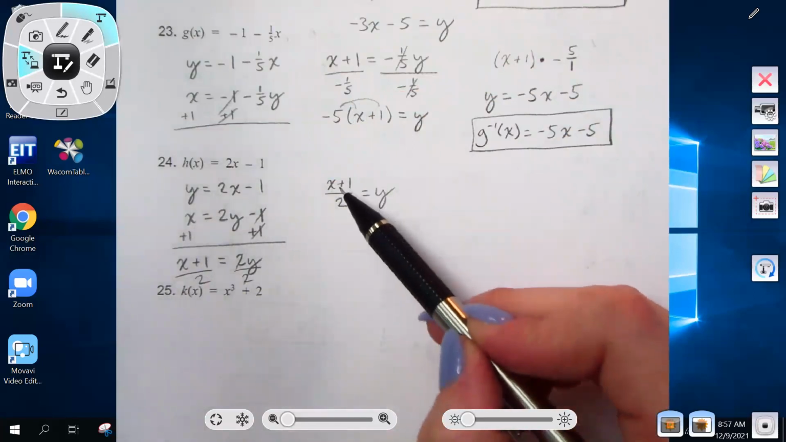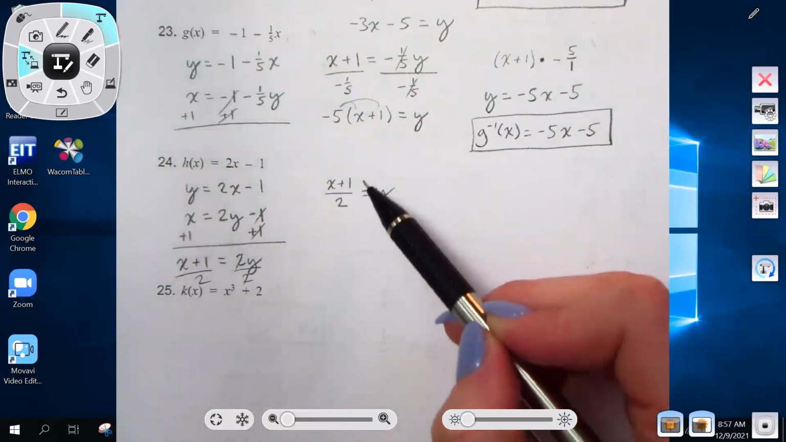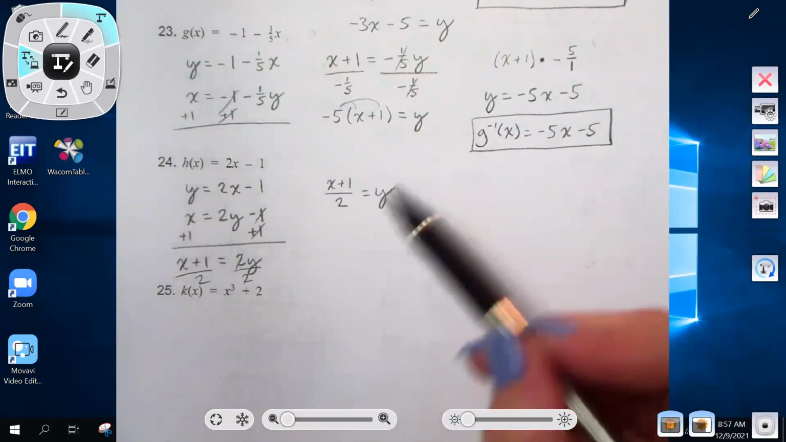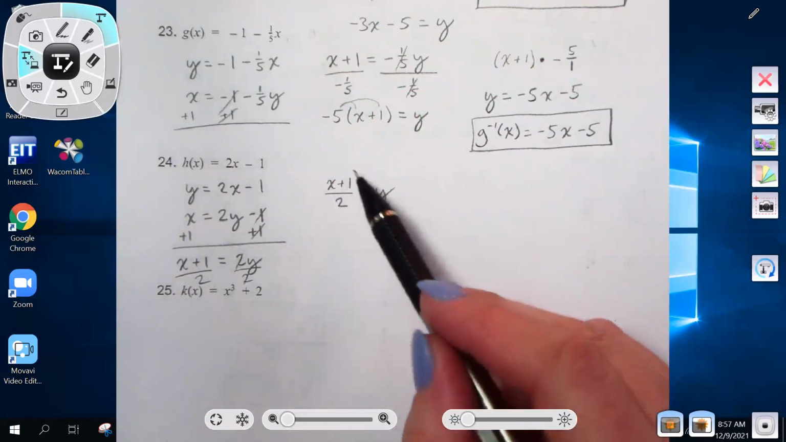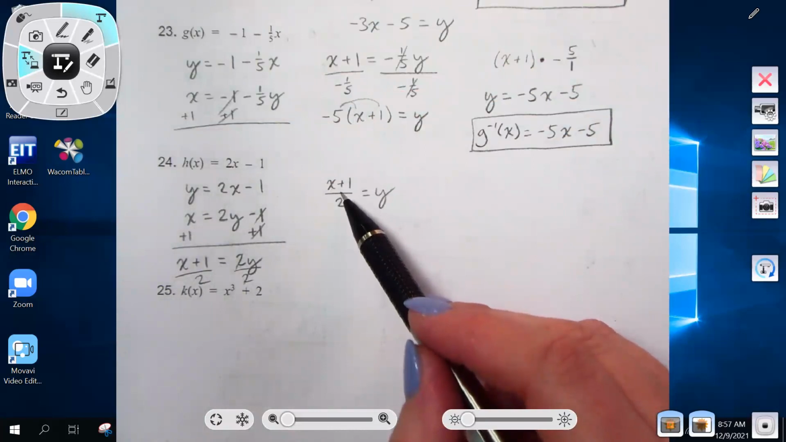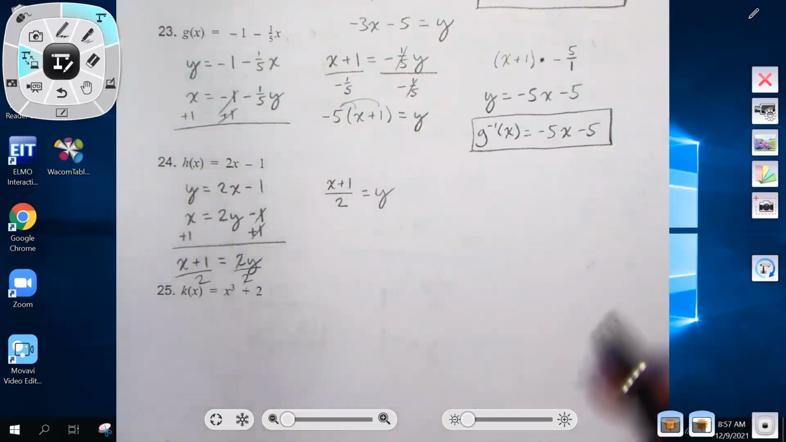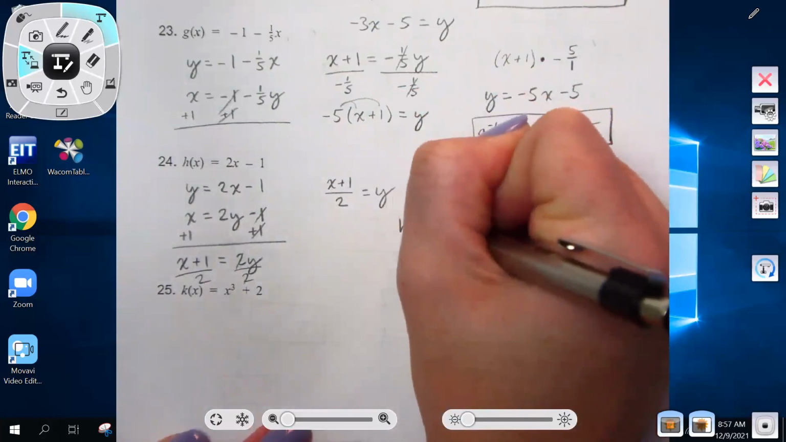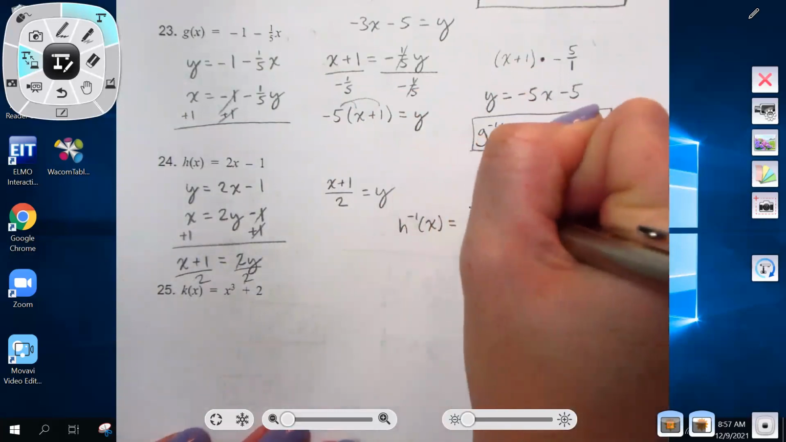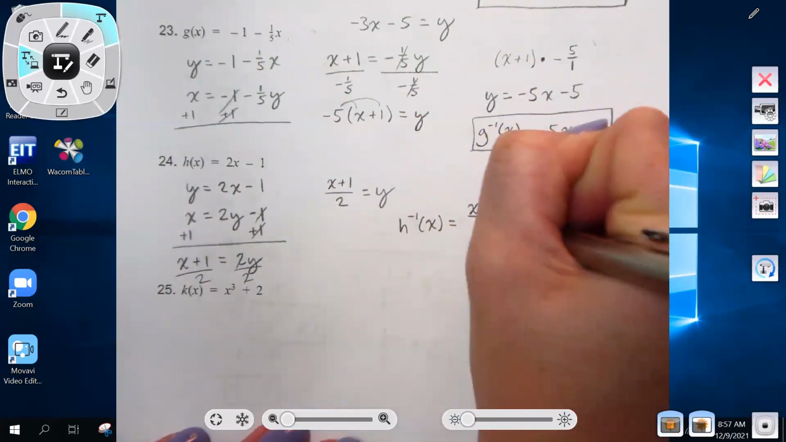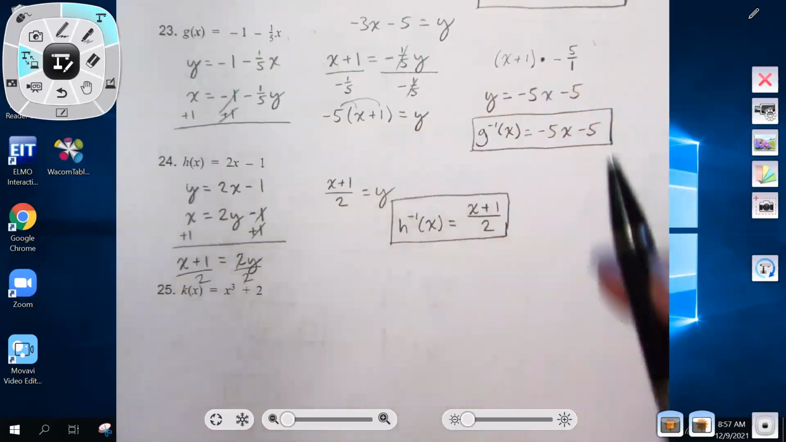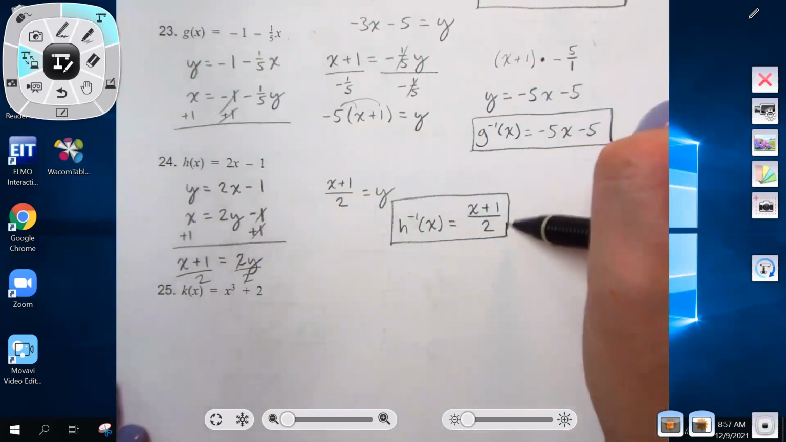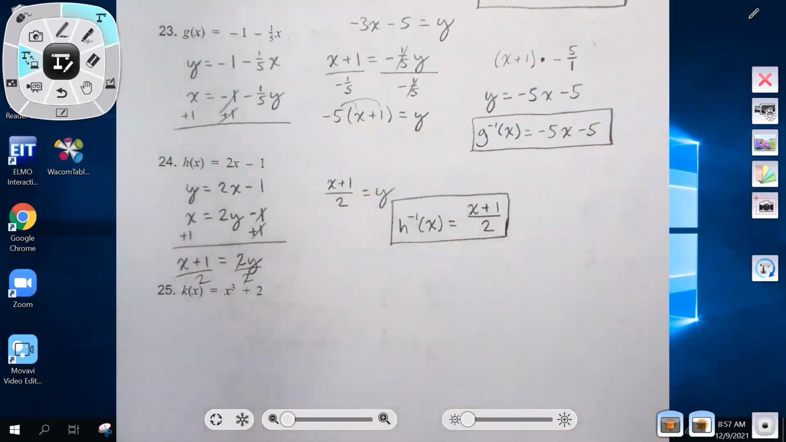Could go further with this and say x over 2 plus 1/2. You could say 1/2 x plus 1/2. There's different ways that you could write this fraction, but I would just leave it like this. So I'm going to write my answer, h inverse of x equals x plus 1 over 2. If you simplified it more than that, that's fine, as long as the math was correct. But you can definitely just leave it like this.